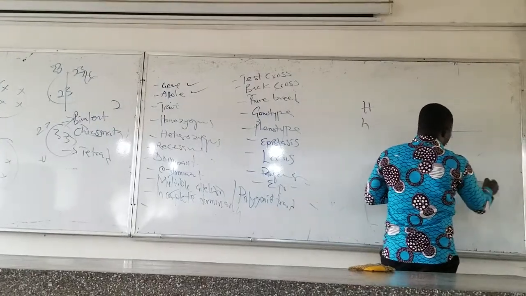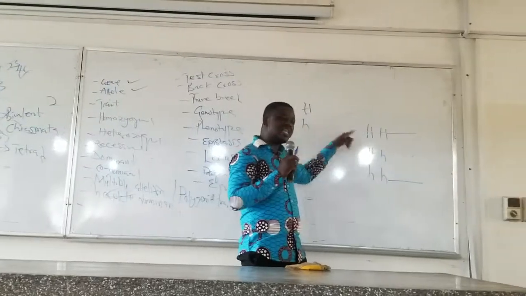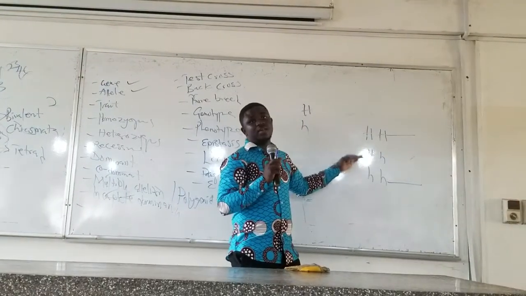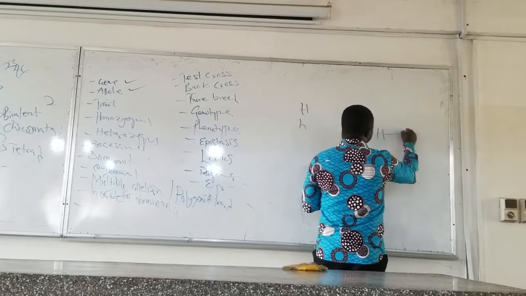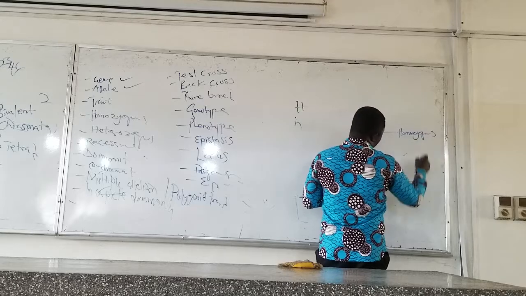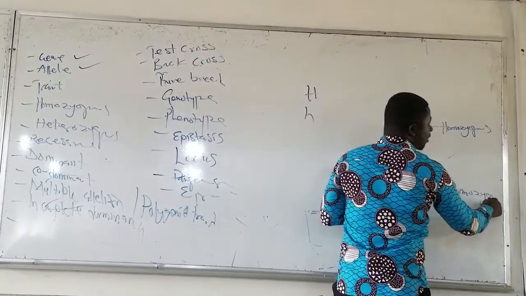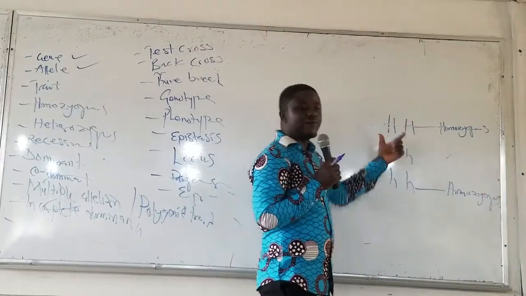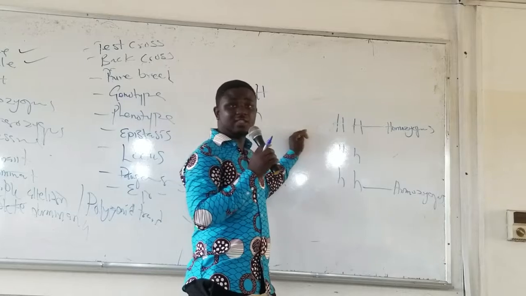Let's look at these two instances. In both instances, we have the same type of allele showing up. In such a situation, we say it is a homozygous situation. So this is homozygous, and this is also homozygous. The homozygous situation is when you have the same type of value expressing itself twice within that particular gene.